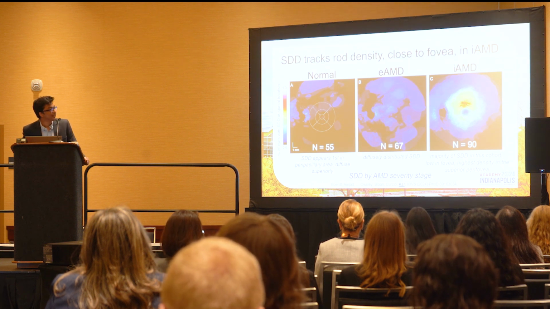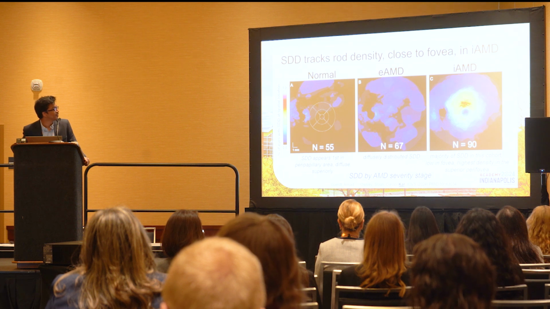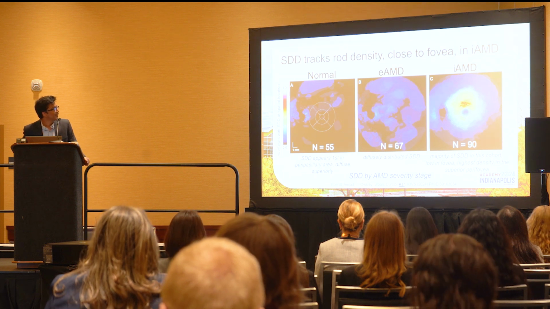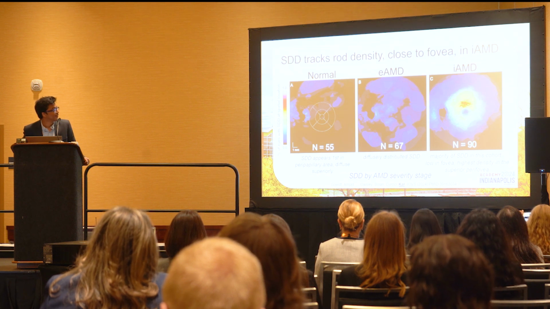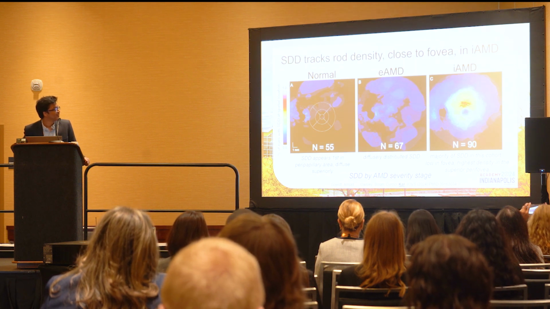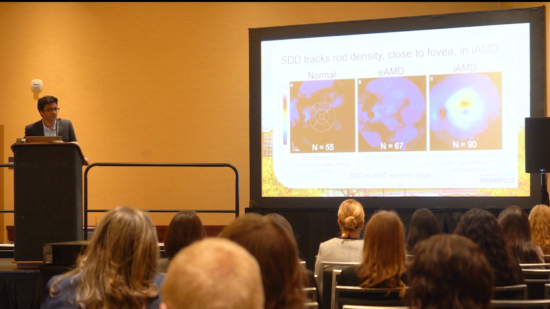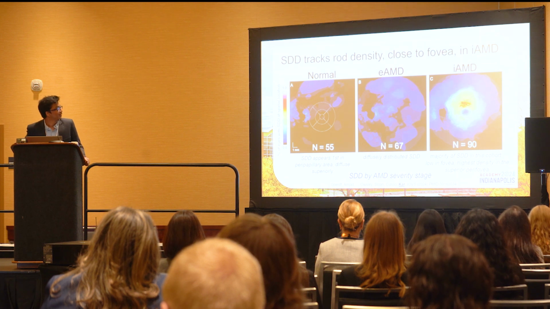In the early AMD group, you can see that they're diffusely distributed. And really, in the intermediate AMD group, the majority of the SDD are present, and you can see that there is a very specific distribution that spares the fovea. They are low in the fovea, and they have the highest density in the superior perifovea.